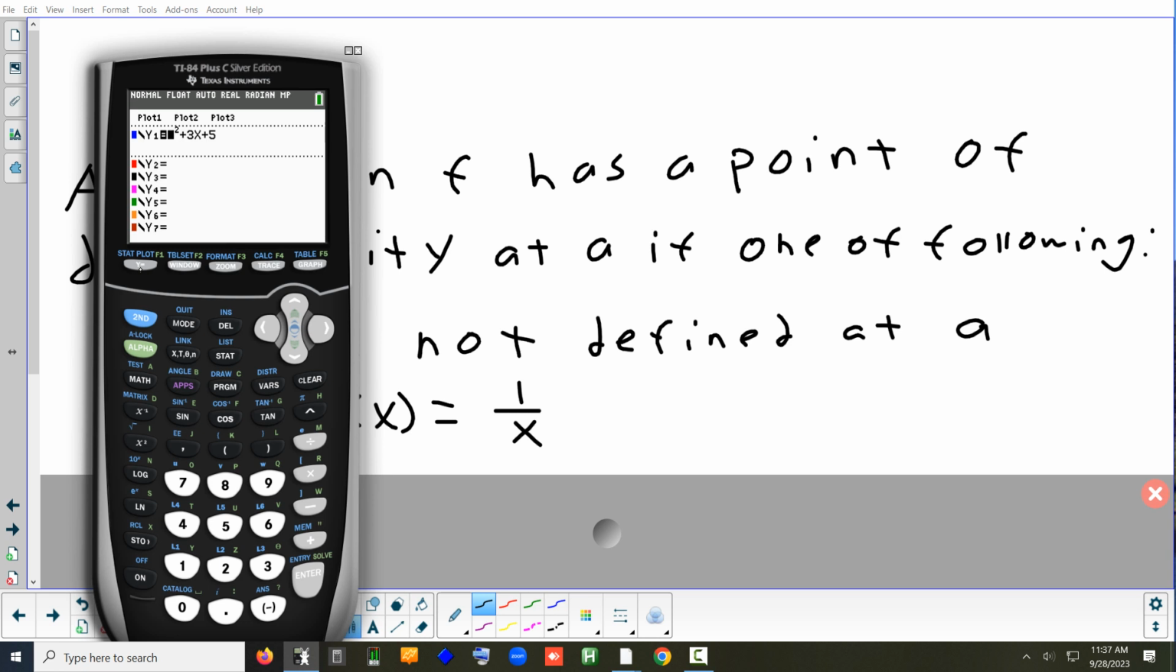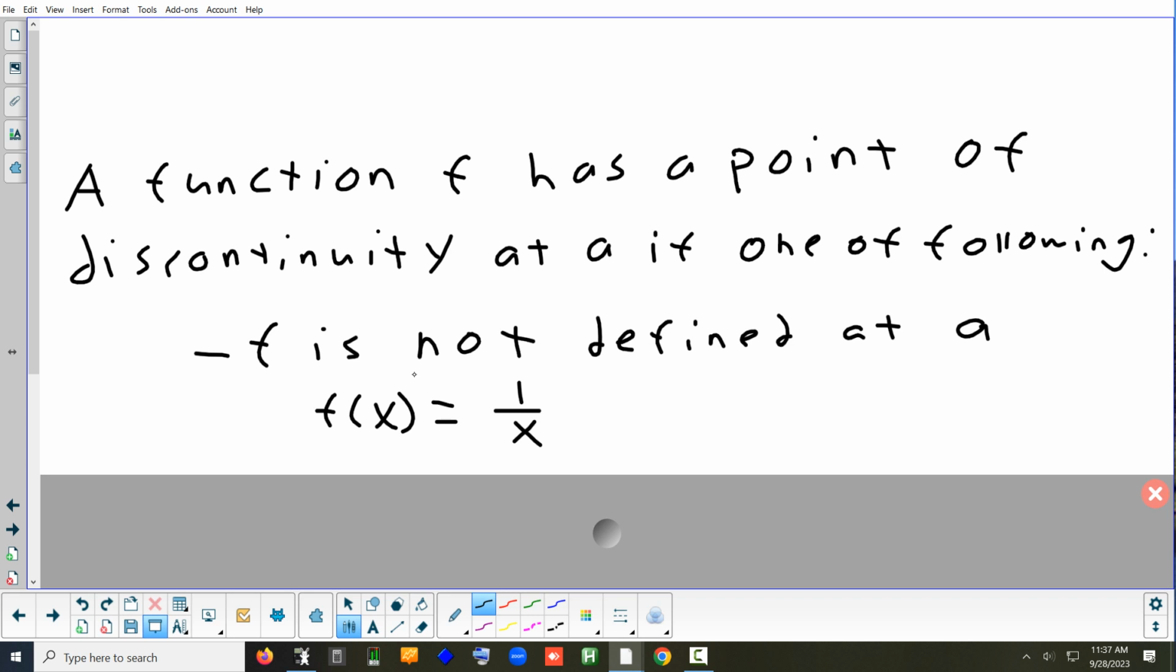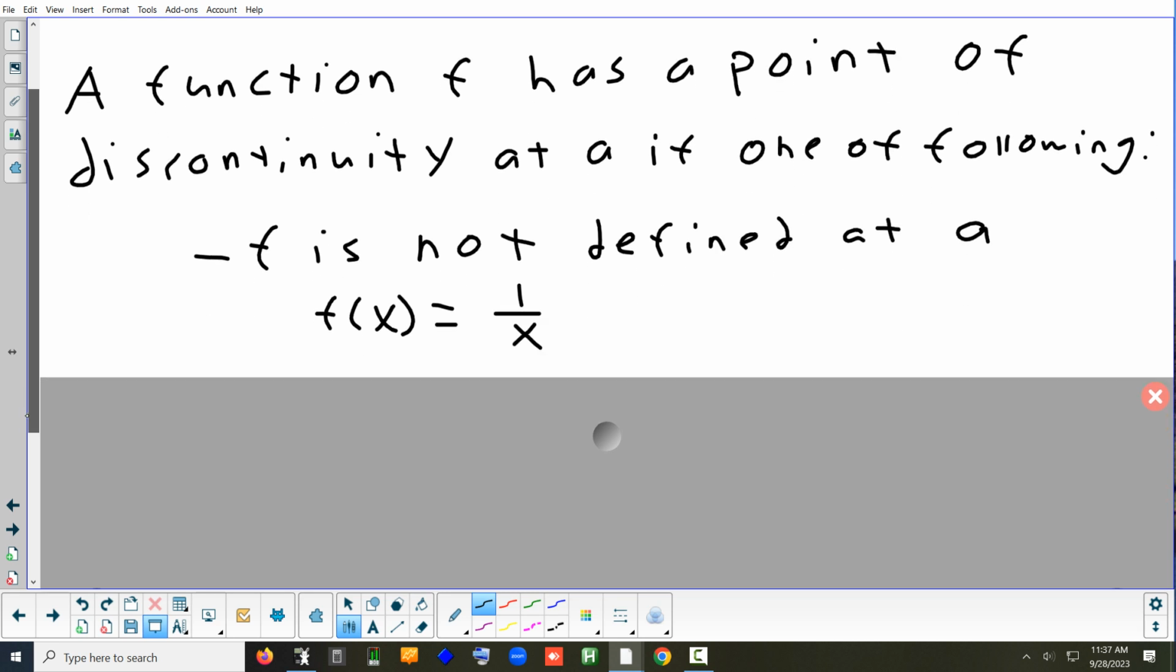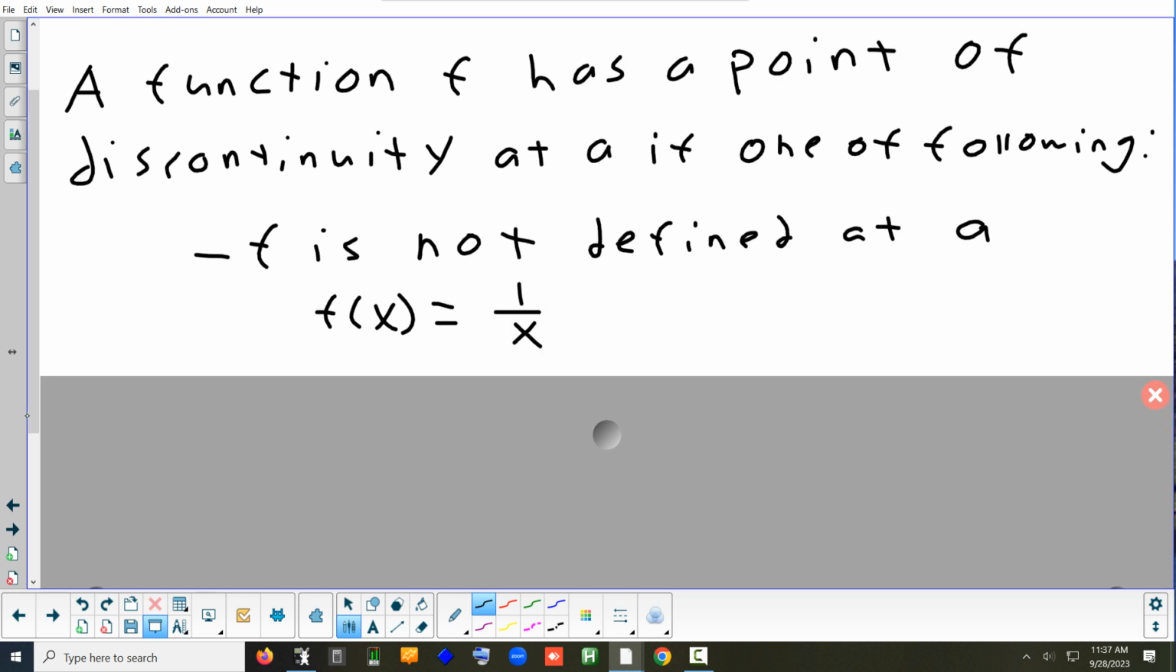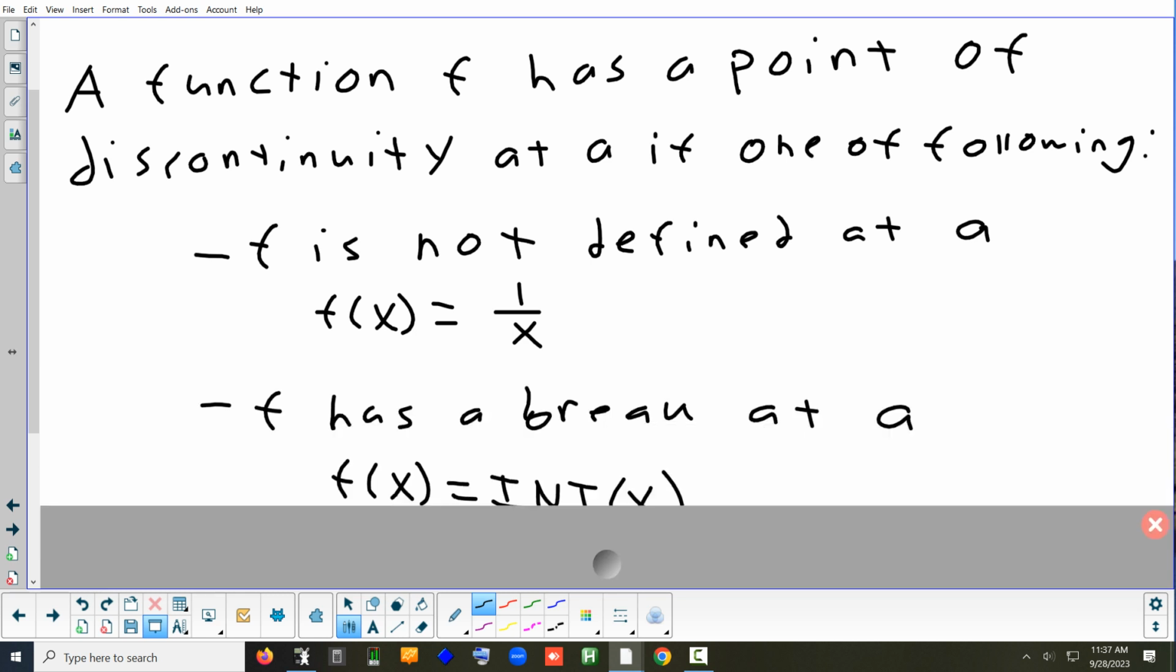If I type this in, 1 divided by x plus 2, is there a value I can't plug in for x? Yep. You can't plug in -2. So what that means is that at -2 you have a discontinuity, and it's because -2 would cause you to divide by 0, and that is undefined. Can't do that. So that's one way you can have a discontinuity in your graph.